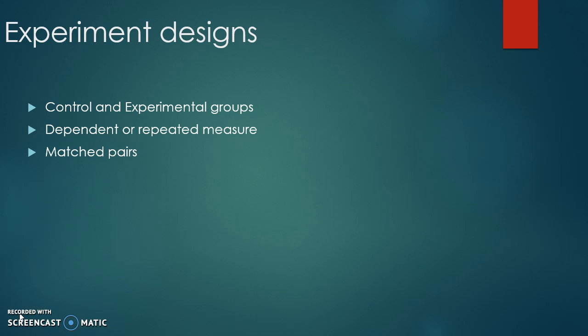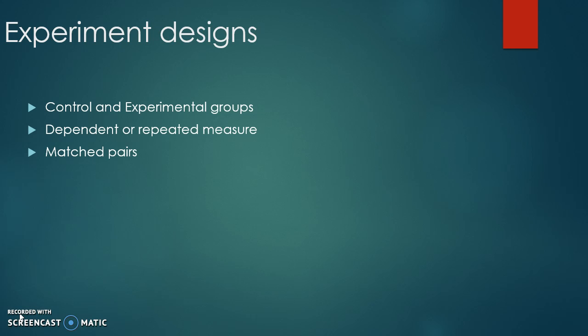Next up is dependent or repeated measure. This is quite literally where you just repeat the experiment, hence repeated measure. You repeat the experiment with the same participants to see if there's any change in their results. So you could do this multiple times, you could do it once, it's whatever you feel like doing, and then you just compare their results to one another.